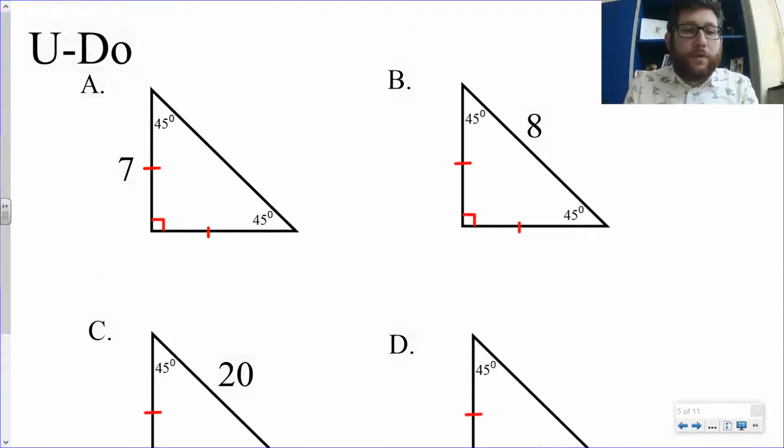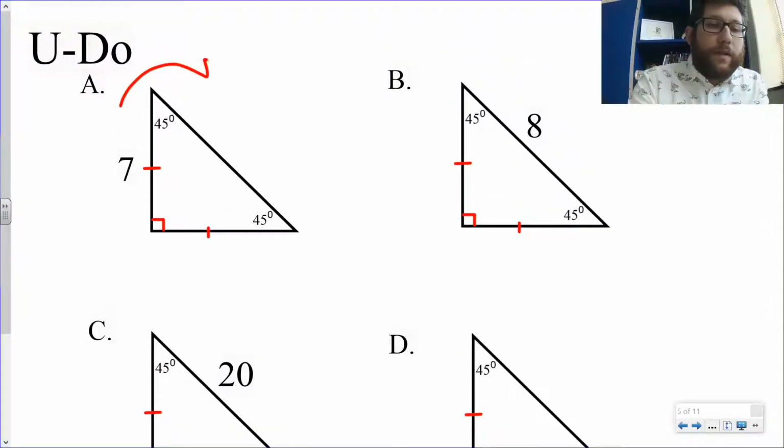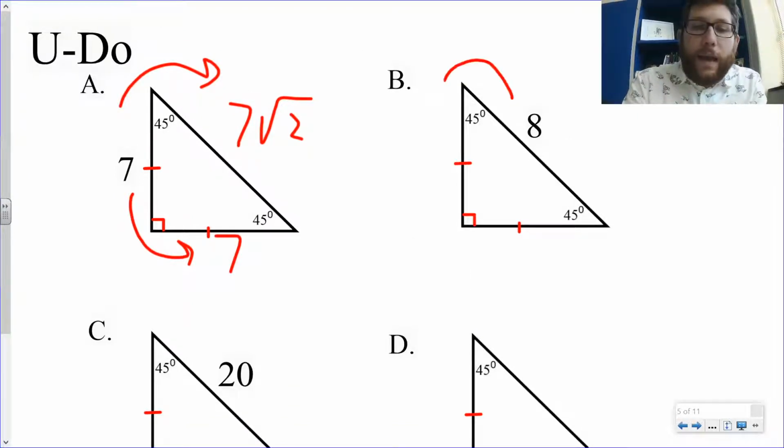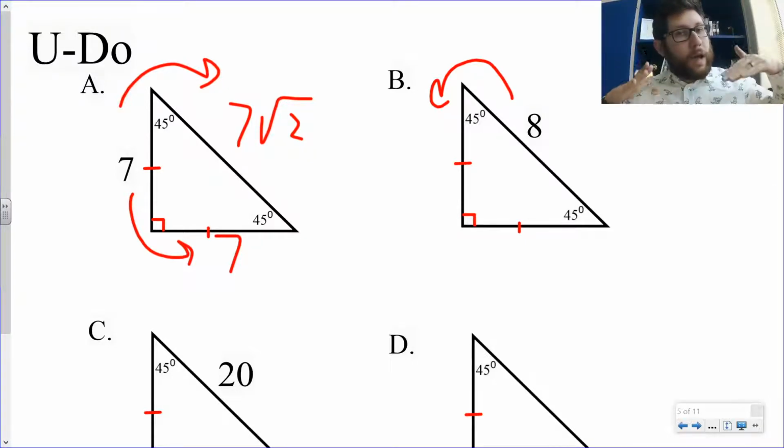Okay, let's look at a couple of these. So 7 here would be 7 root 2, and then this side is just going to be 7 because those are the same. All right, let's look at B here. In this case, I want to go 8 back to a side. Now again, I'm getting smaller. I'm going from the hypotenuse to a leg.